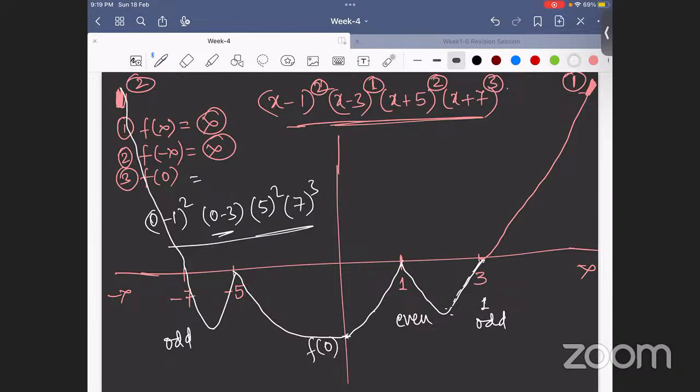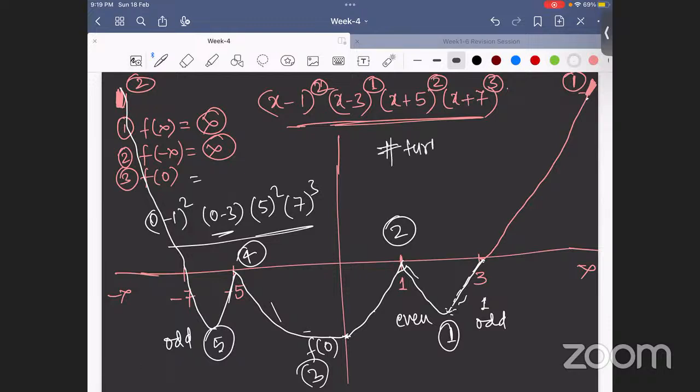Okay, so how many times am I turning? If I'm starting from here, I go like this, I turn here, again I turn, again I turn. So what's the number of turning points here? The first one is here, the second one is here, the third one is here somewhere, the fourth one is here, and then the fifth one is here. So the number of turning points equals 5.